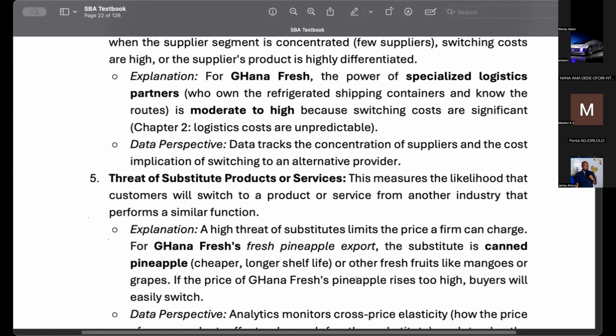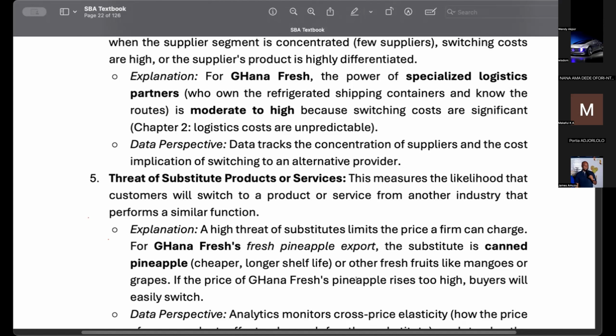Canned pineapple can be cheaper and give a long shelf life, and other fruits like mangoes or grapes, they can also think about doing the same. But if the price of Ghana Fresh pineapple rises too high, buyers will easily switch. So if your value proposition is that you are giving them a fresh product, then you can't go and give them a canned one, because for you to can it and store it, you have to put certain measures in place so that you can keep it fresh.